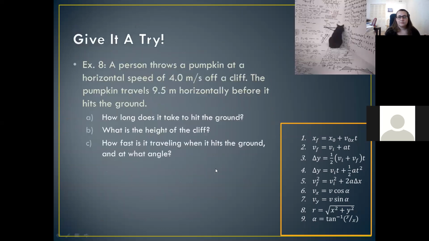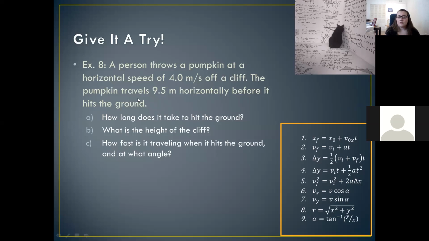Okay. So I do have a couple of problems that I want you to try as well. And we'll go through the answers to these so that you can check and see how you did. So here we go. A person throws a pumpkin at a horizontal speed of 4 meters per second off a cliff. Cliffs are just so convenient. The pumpkin travels 9.5 meters horizontally before it hits the ground. So 3 questions about this scenario. I guess kind of 4.